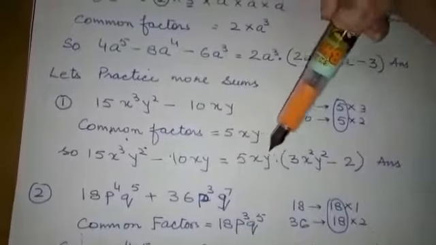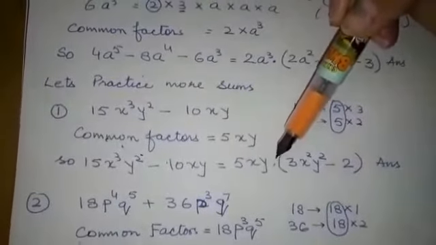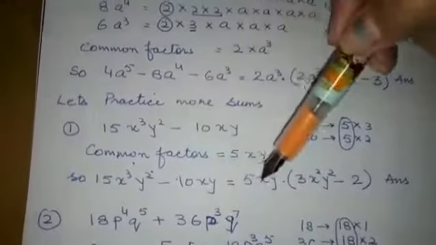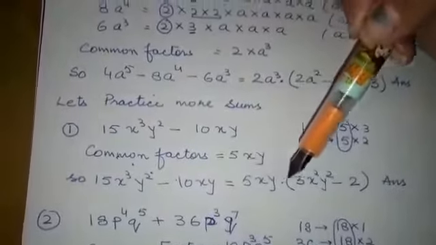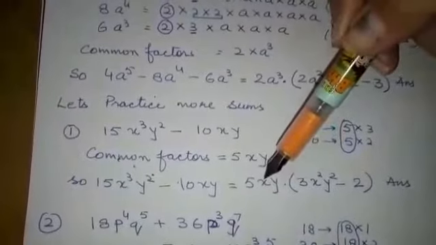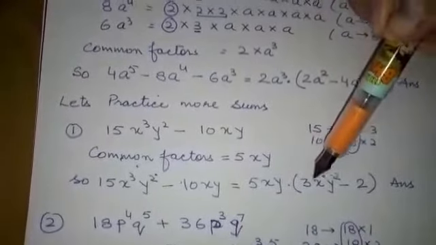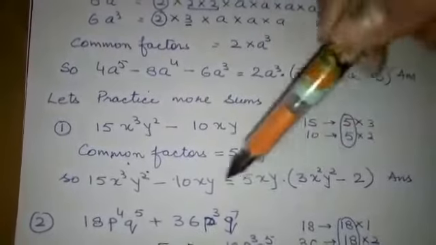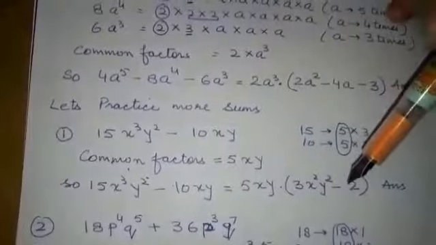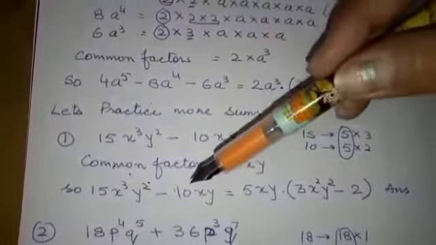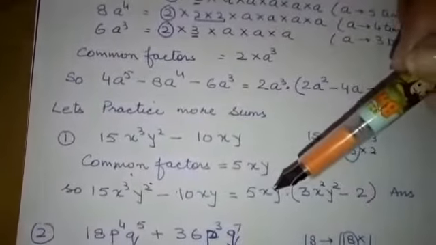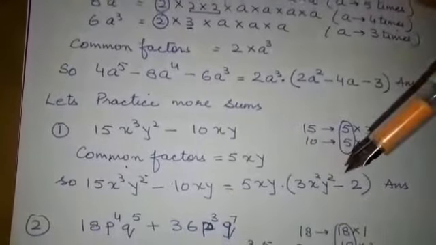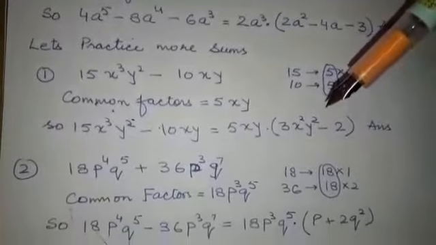So using 5xy as common factor, we first write the common factor, that is 5xy, then the sign of multiplication, then bracket. Now from 15, if you bring 5 out, you are left with 3, and x comes out, you are left with x square, and y comes out, you are left with y square. Minus, because the minus sign is here, we put the minus sign here. Again from 10xy, if 5xy comes out, you are left with only 2, and this becomes your answer. We proceed to the next example.